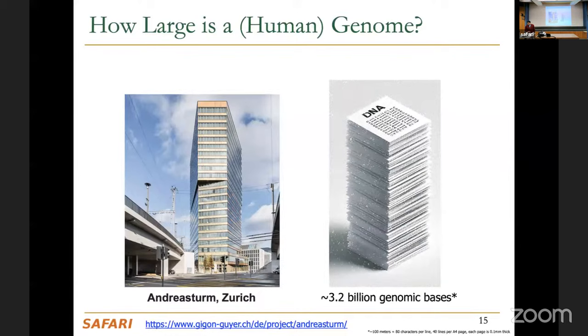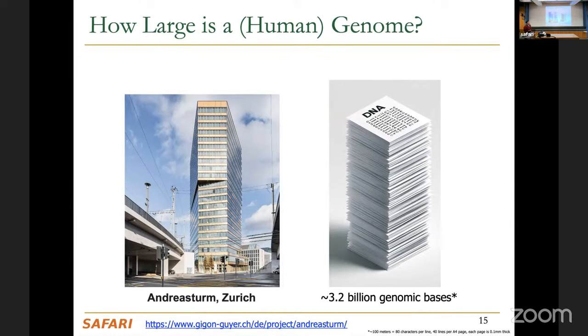To put it in perspective, let's say you lay down your genome and look at every character one by one, and write every character to a piece of paper until you see the end of the genome, piling up these papers together. When you're finished writing the human genome for a single cell, the length of the papers that you would collect would be larger than the Andreas term.